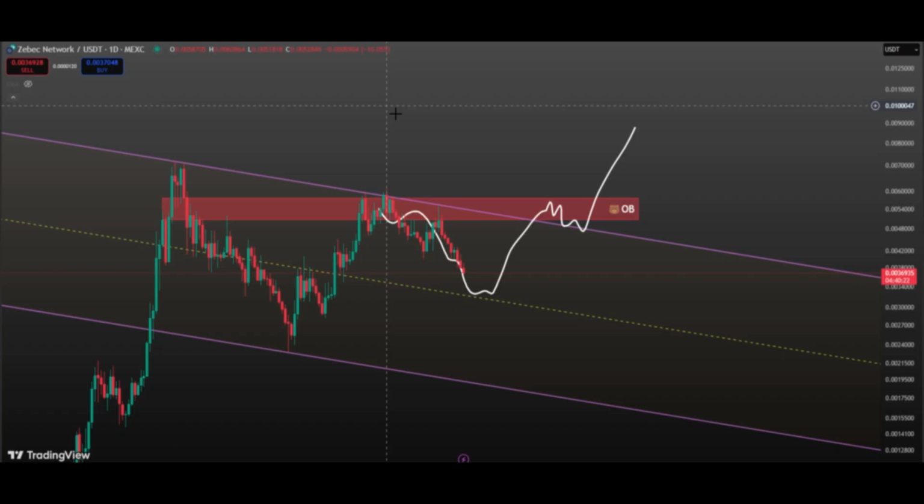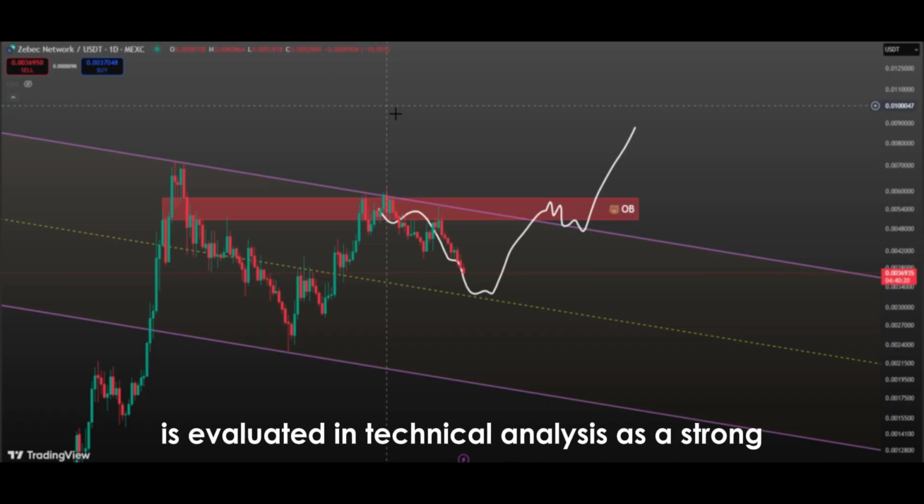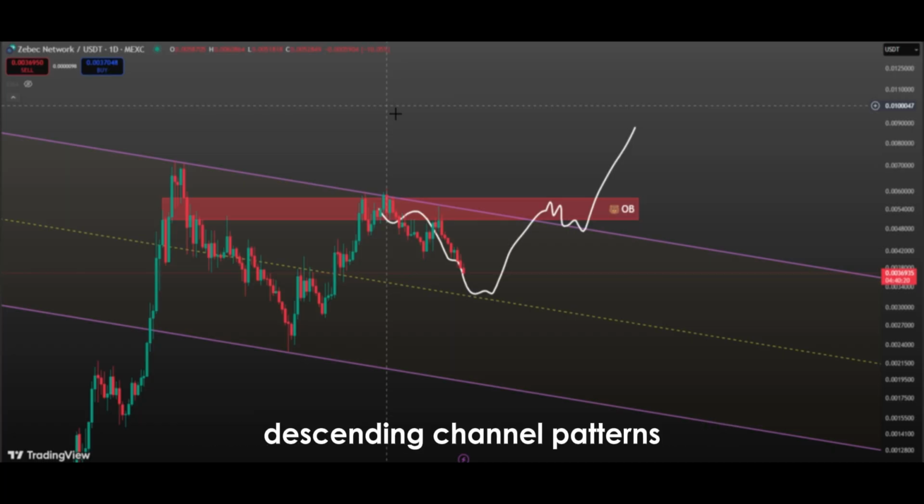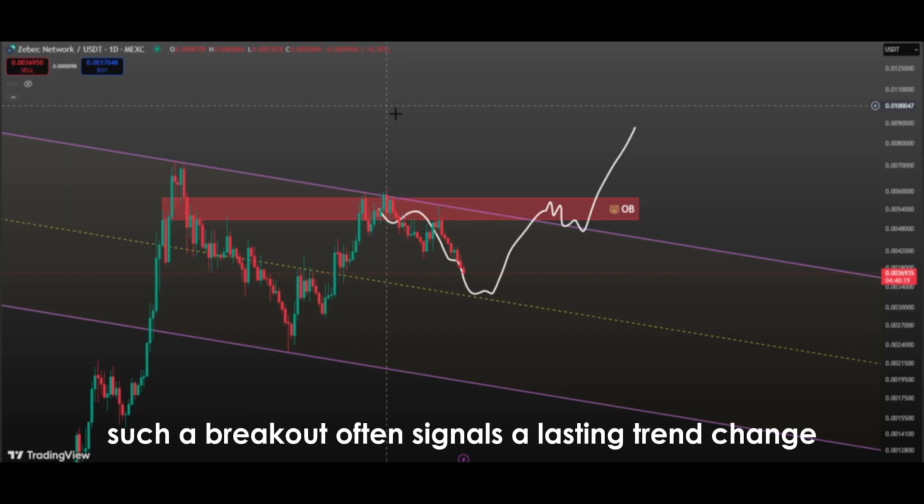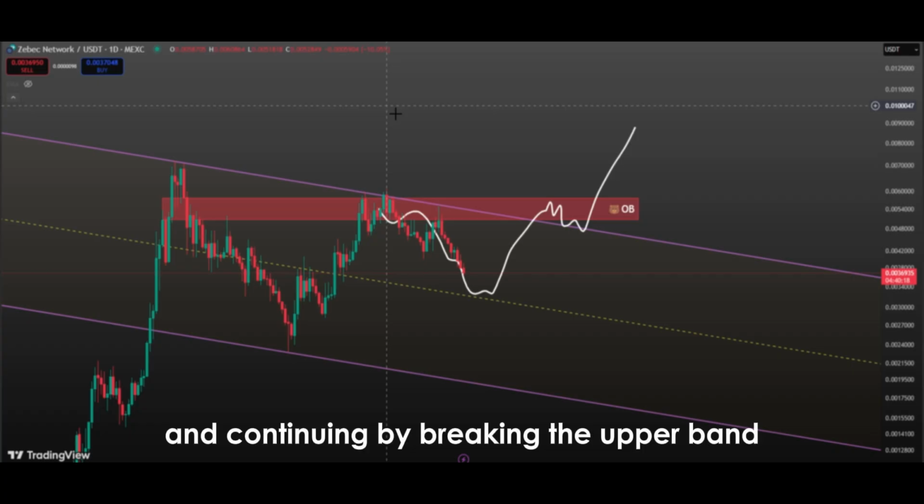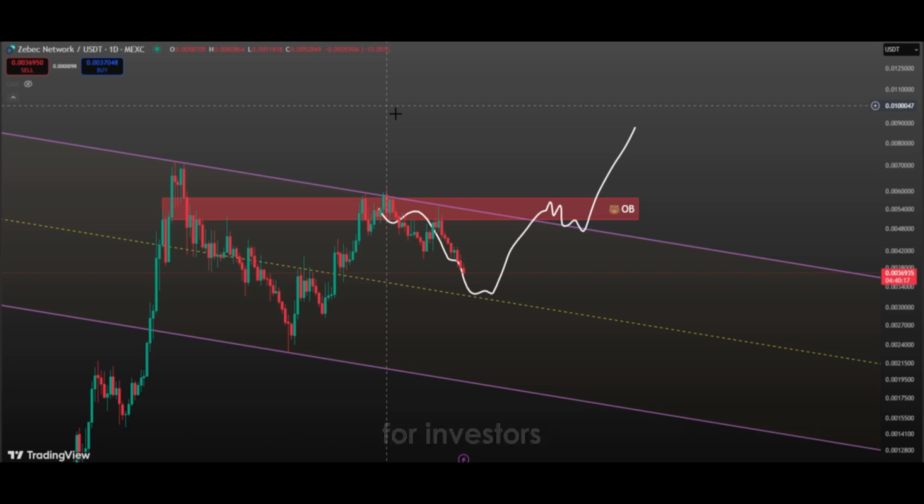positive picture, because the price moving to the midband, gathering strength from there, rising to the upper band, and then breaking the upper band is evaluated in technical analysis as a strong bullish signal. Especially after long-lasting descending channel patterns, such a breakout often signals a lasting trend change. This is why an upward movement starting from the midband and continuing by breaking the upper band always creates a hopeful and opportunity-filled outlook for investors.